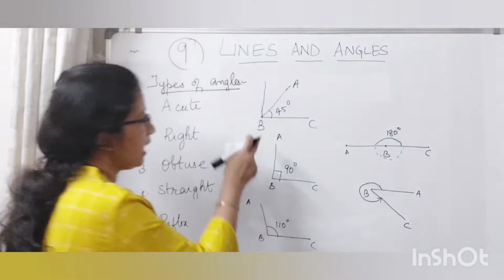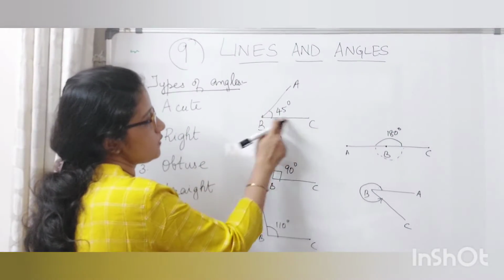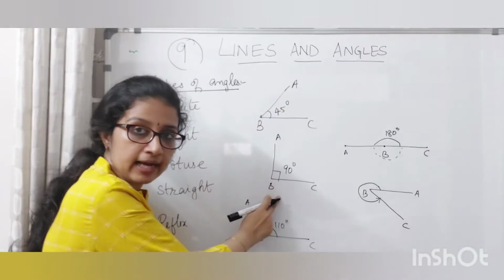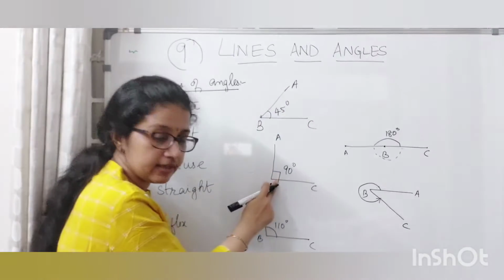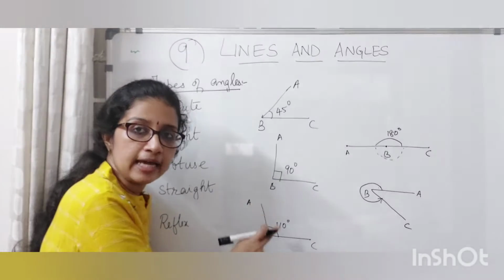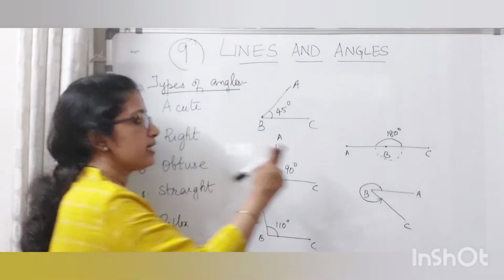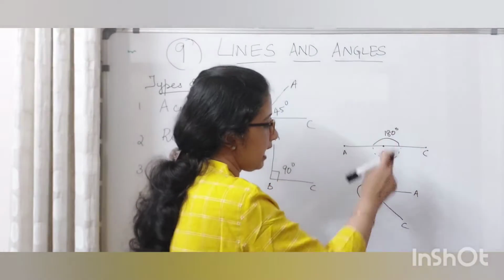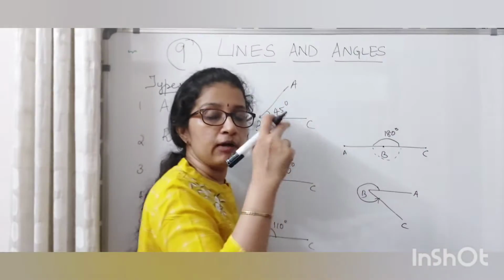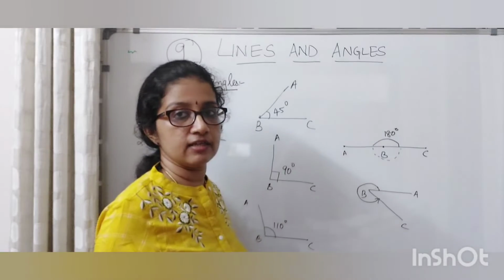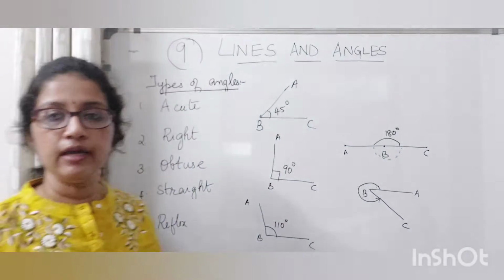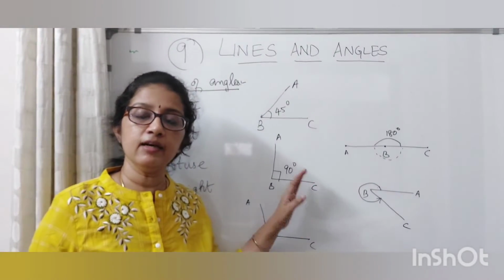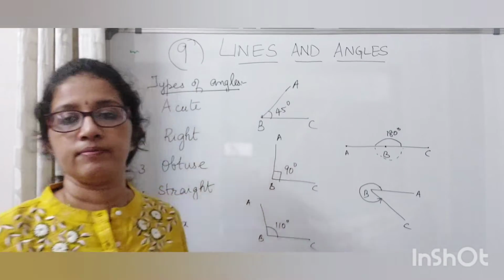So first is acute angle. Acute angle lies between 0 and 90. Right angle is exactly 90 degrees. Obtuse angle is between 90 and 180 degrees. Straight angle is exactly 180 degrees. And reflex angle is from 180 to 360 degrees. Now we will go ahead and see the other kinds of angles.